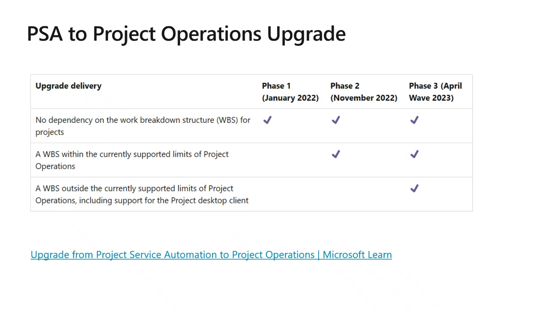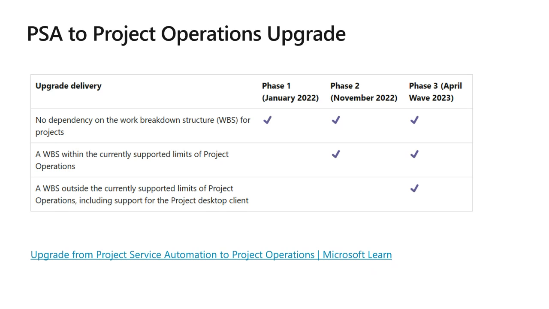The first phase of that has already been available for around a year, and that was where you would be able to upgrade your code base and upgrade your projects to Project Operations if you did not have a work breakdown structure associated with the project. In other words, you were using the project to capture other information, but not necessarily to manage granular tasks underneath it. So that's been available for a while.